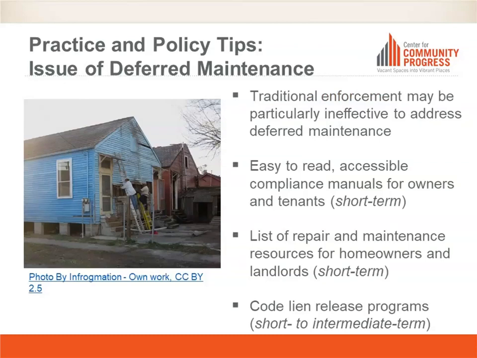So we do think we're going to see an issue of deferred maintenance. We talked about less money being out there, and so traditional enforcement may be particularly ineffective to address this. We need easy to read, accessible manuals for owners and tenants. This is a short-term thing that folks can get started on now. We need a list of all the repair and maintenance resources for homeowners and landlords. Again, another short-term thing, but we want to make sure that we have public and private resources on there and directing people to those. Code enforcement officers can either hand those out on sweeps, hand those out to people, or include them with any notice of violation or anything that they send out.